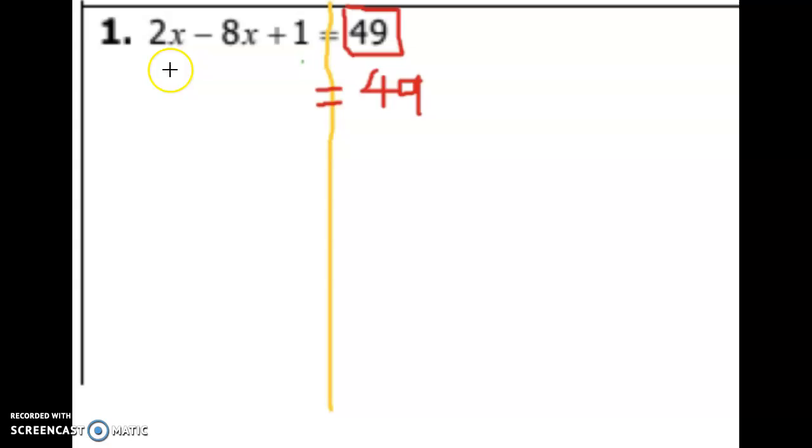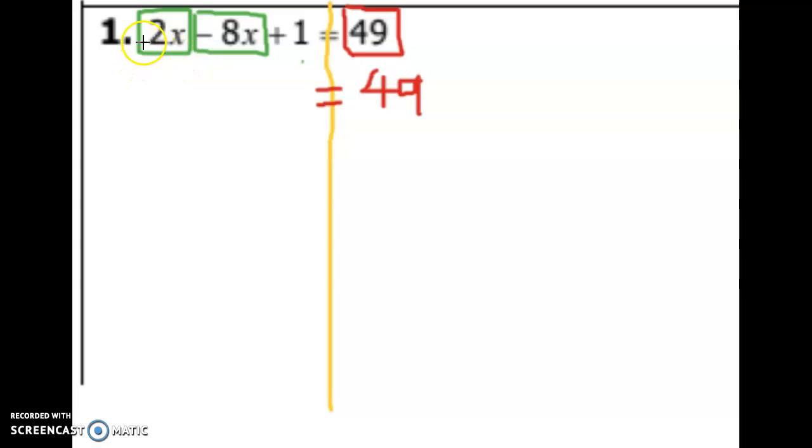On this side, we do have like terms. We have 2x and we have negative 8x. I always put my box around the symbol. Siempre pongo la caja alrededor del símbolo y el coeficiente y el variable. All right? Y aquí, como no hay ningún símbolo enfrente, sabemos que eso va a ser positivo.